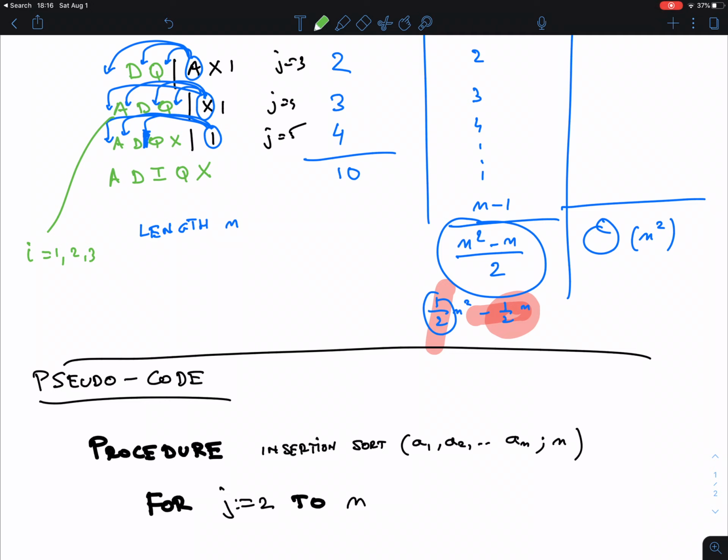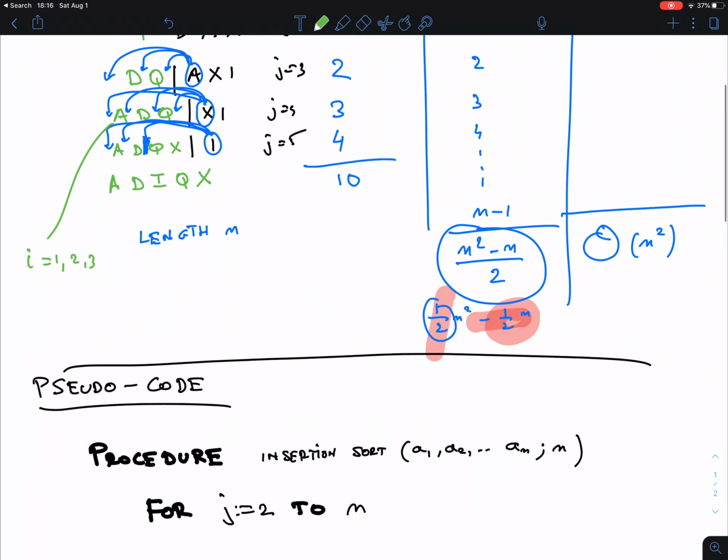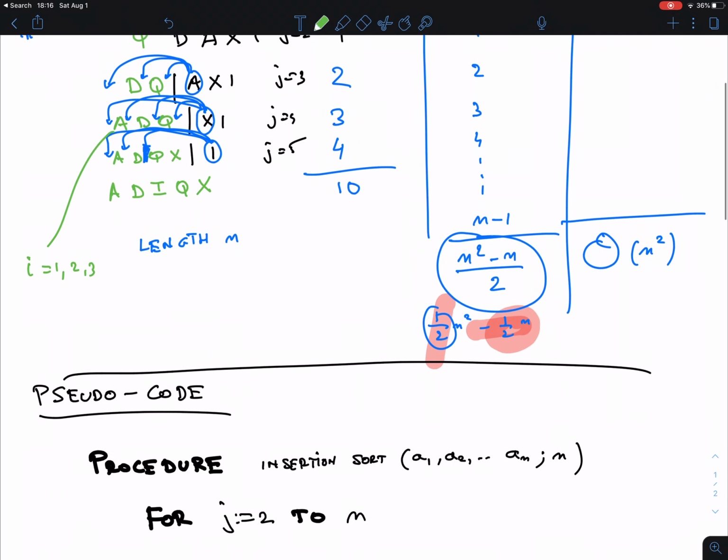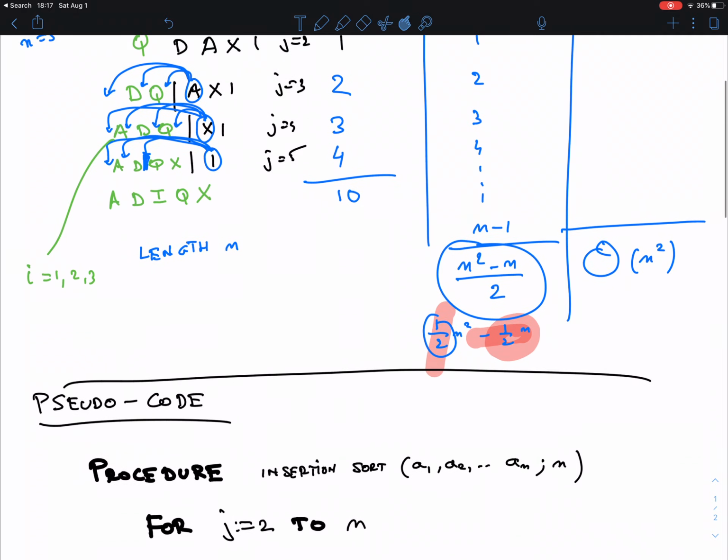And by the way, A1, A2, A3, A4, A5 always refer to the positions, right? So originally Q was A1, but now Q has become A3. So we keep renaming our elements because we want in the end A1, A2, A3, A4, A5 to be in order. Okay. So I'm going to compare X with A1, with A2, and with A3.